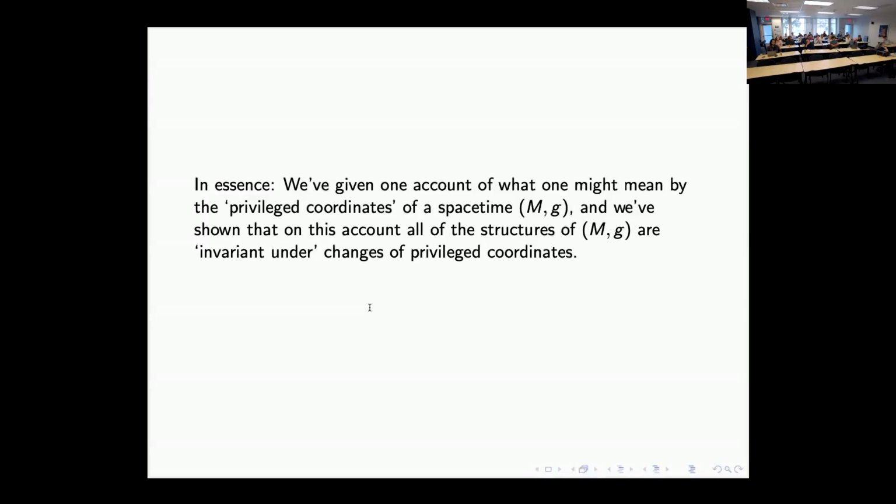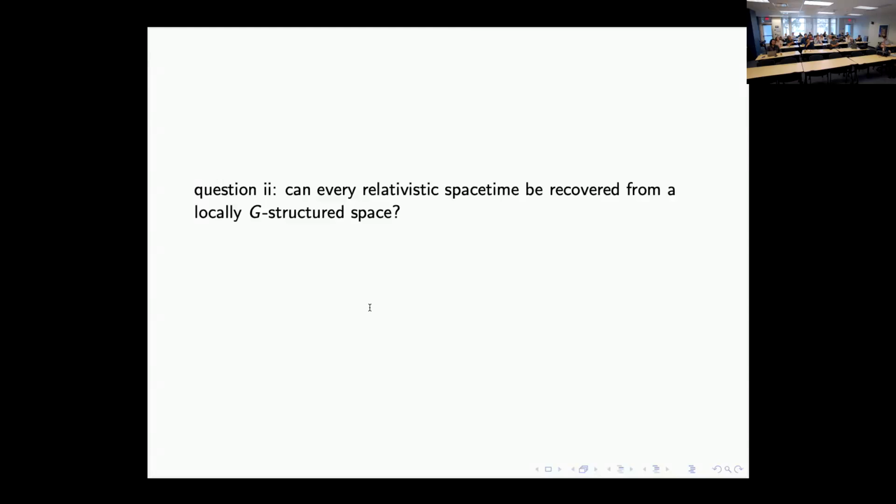So in essence, this is what we've done here. We've given one account of what one might mean by the privileged coordinates of a spacetime MG. And we've shown that on this account, all of the structures of MG are invariant under changes of privileged coordinates. G is invariant under changes of privileged coordinates on this particular account of what the privileged coordinates of MG are. Okay. So that's the yes answer.